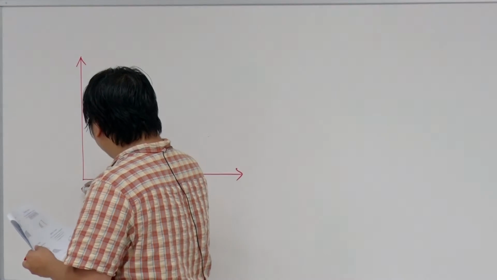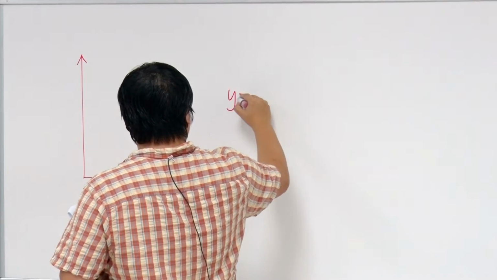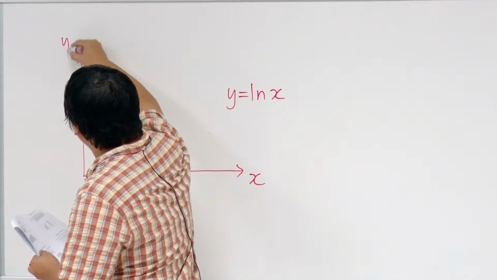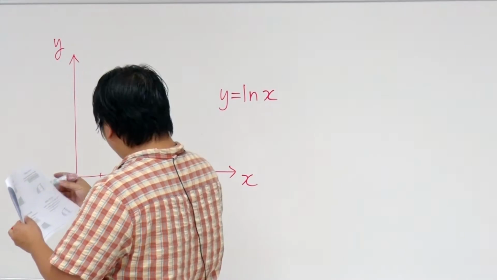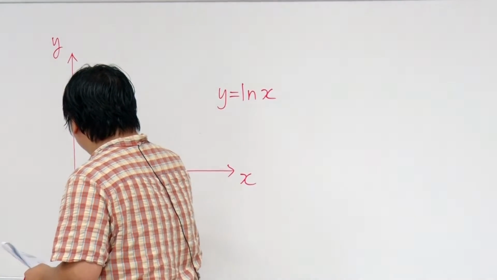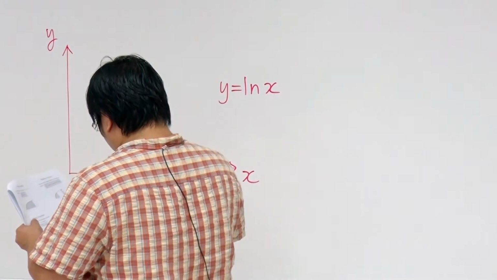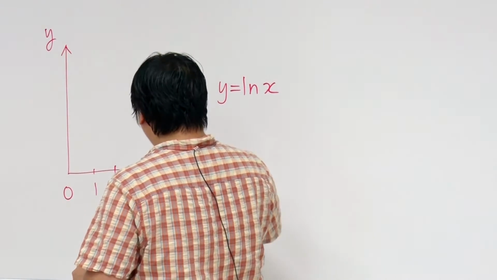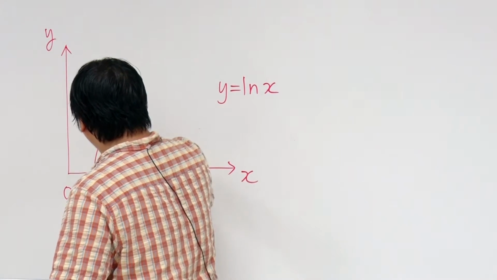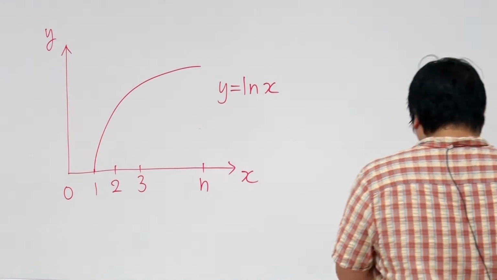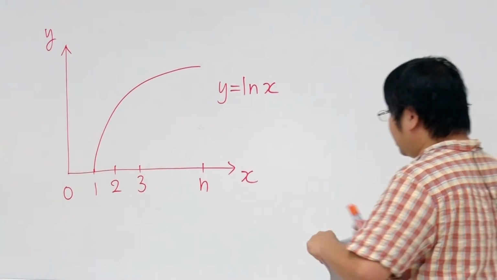So this time, again, this is y equals log of x. This is x, this is y. And this time, this is 1, 0, 2, 3, and then go to n. We still have this curve. But strangely, we do something a little bit different.